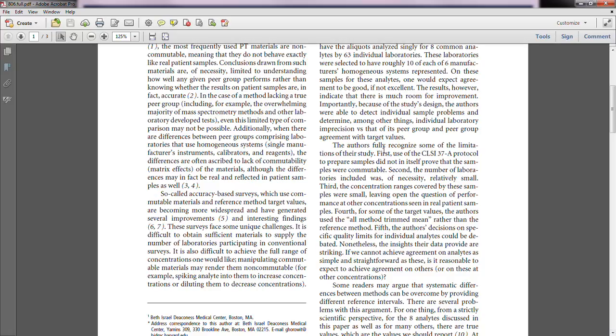And as the authors pointed out, there were limitations. The number of laboratories was small, the concentration ranges were very narrow. They used the all method trimmed mean rather than comparing it to the reference method.